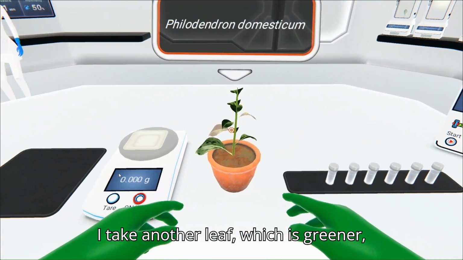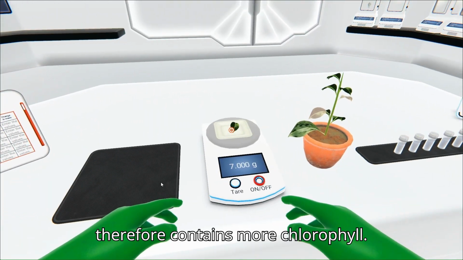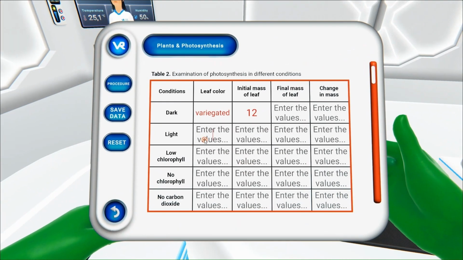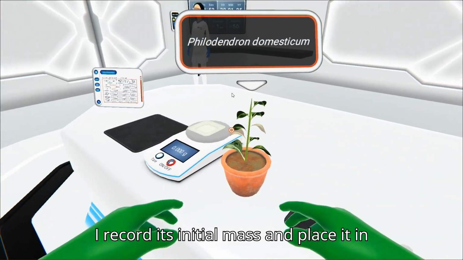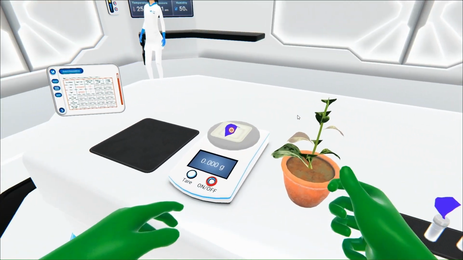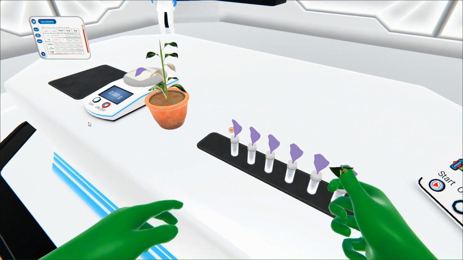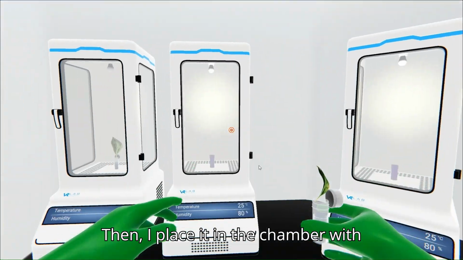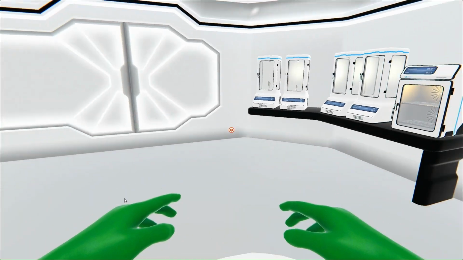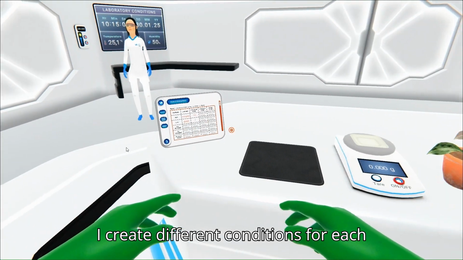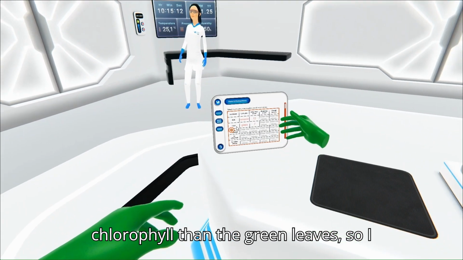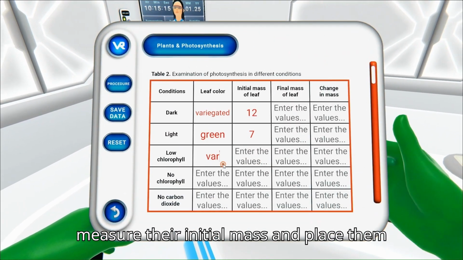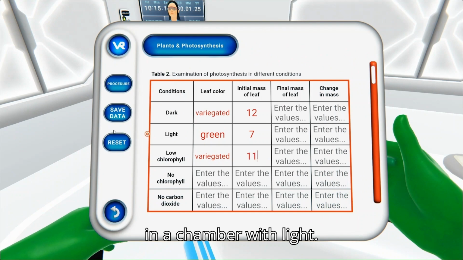Next, I take another leaf, which is greener, therefore contains more chlorophyll. I record its initial mass and place it in the growth chamber. Then, I place it in the chamber with light. I create different conditions for each leaf. The variegated leaves have less chlorophyll than the green leaves, so I measure their initial mass and place them in a chamber with light.